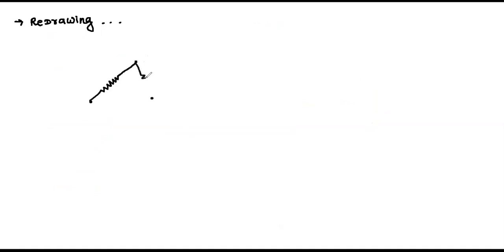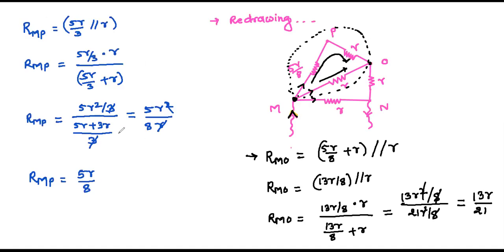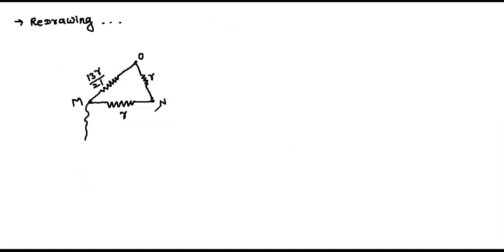First register, second, and this is point M. This one is N, and here it is O point. This is O. This is R, this is R, and this is how much? 13R by 21. 13R by 21. And these are the wires. Okay.